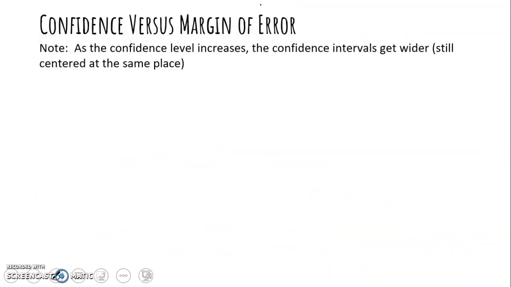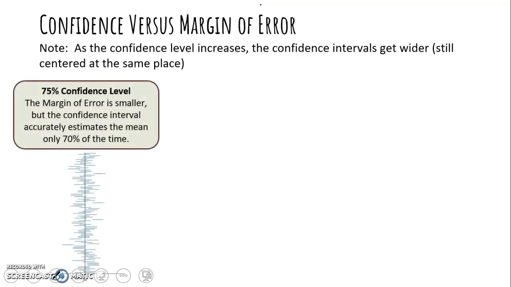So speaking of margin of error, this is kind of illustrating what we just saw. If we have a smaller confidence level, that means the margin of error is smaller, but the confidence interval accurately estimates the mean only, it should say, 75% of the time. But you can see you have very narrow confidence intervals. They're pretty short.